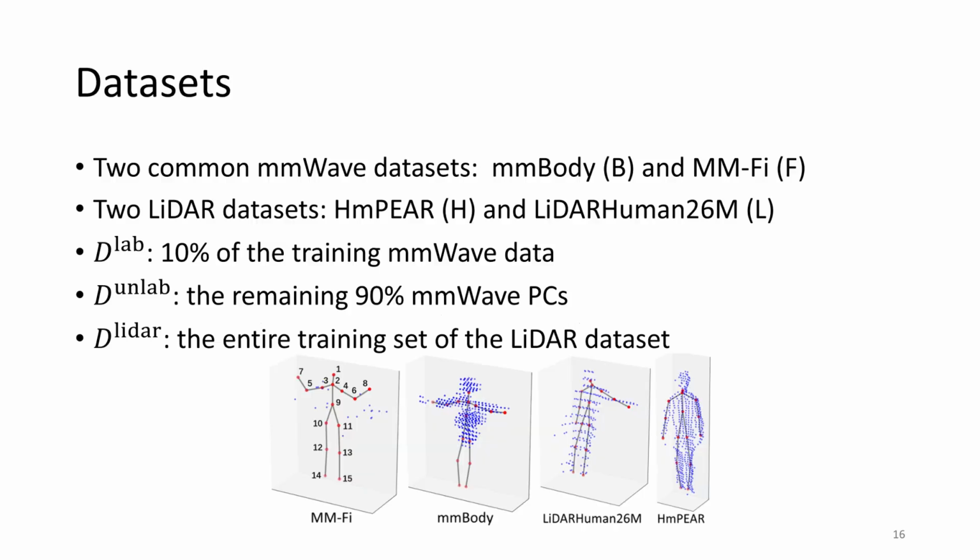Now I will present the experimental results. We evaluate whether EMDUL can improve both in-domain performance and out-of-domain generalization for mmWave human pose estimation. We use 2 mmWave datasets, mmBody and mmPhi, and 2 LiDAR datasets, hMPair and LiDAR human 26M. To simulate a data scarce setting, only 10% of the mmWave training data is used as labeled data, while the remaining 90% is treated as unlabeled mmWave data. The full LiDAR training set is used as the additional annotated LiDAR source.